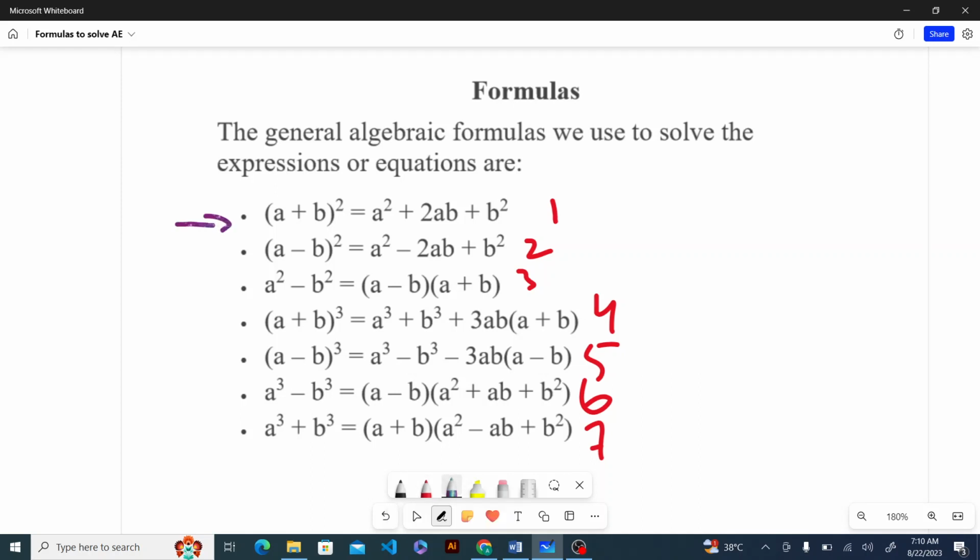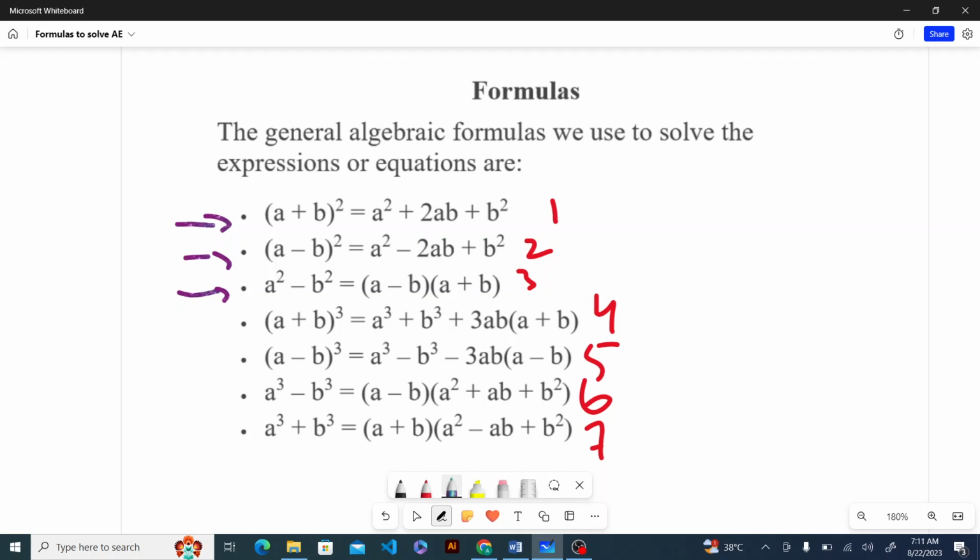a plus b whole square is equal to a square plus 2ab plus b square. Second is a minus b whole square is equal to a square minus 2ab plus b square. So these two are the formulas for whole square. Then there is a square minus b square is equal to a minus b times a plus b. I'll give you examples for these three so that you can understand.